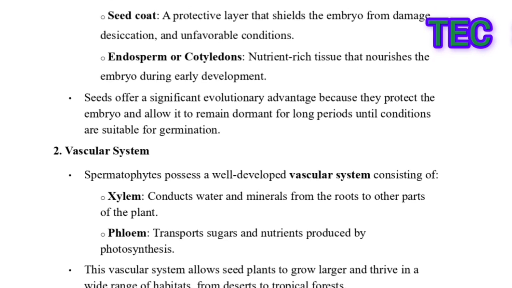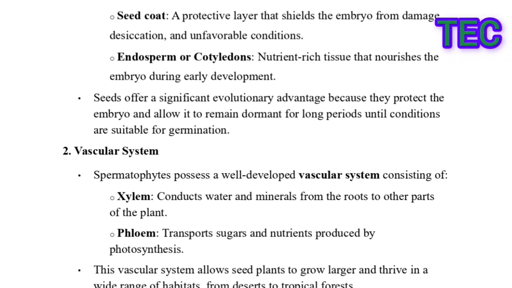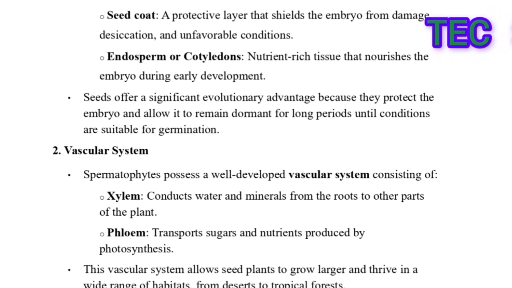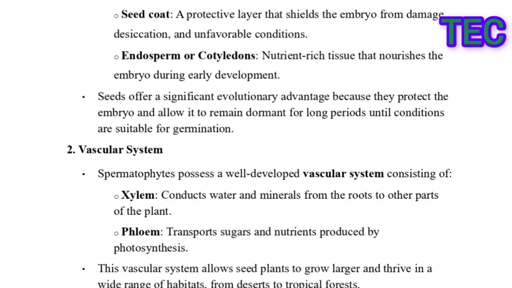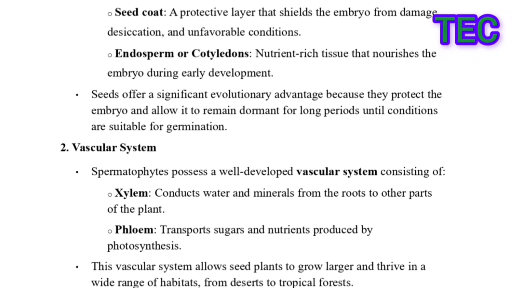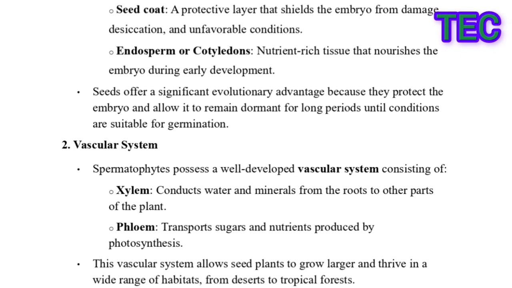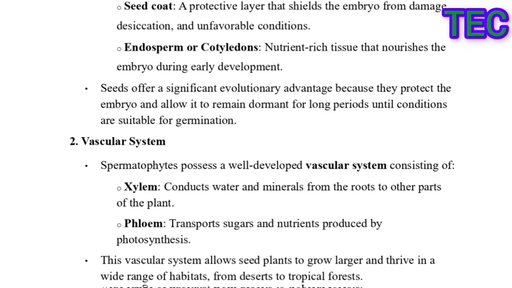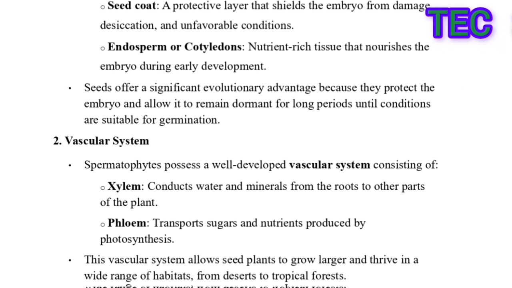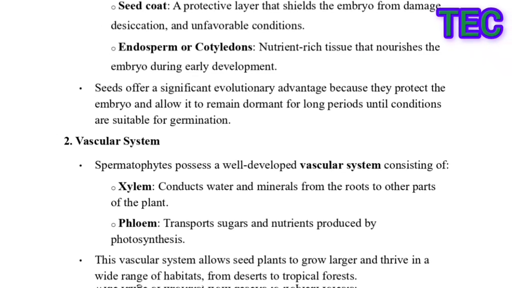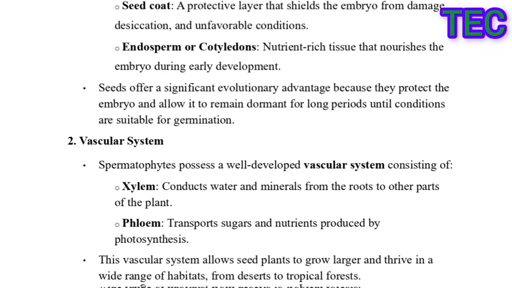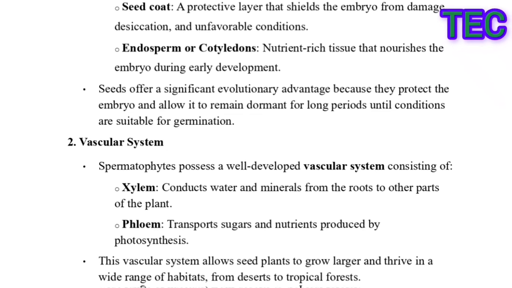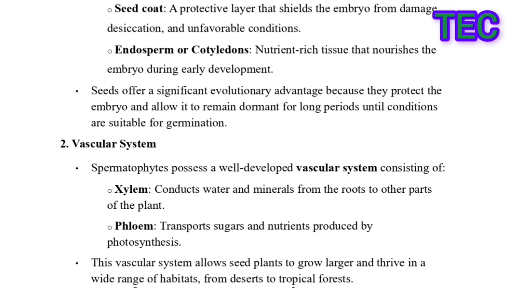One, it is a protective layer that shields the embryo from damage. Two, from desiccation, and three, from unfavorable conditions. Endosperm or cotyledons. The seed also contains the endosperm or cotyledons, nutrient-rich tissues that nourish the embryo during early development. So during the development of that embryo, it requires energy, it requires food. Where does it get food? Food is stored in the endosperm or in the cotyledon.